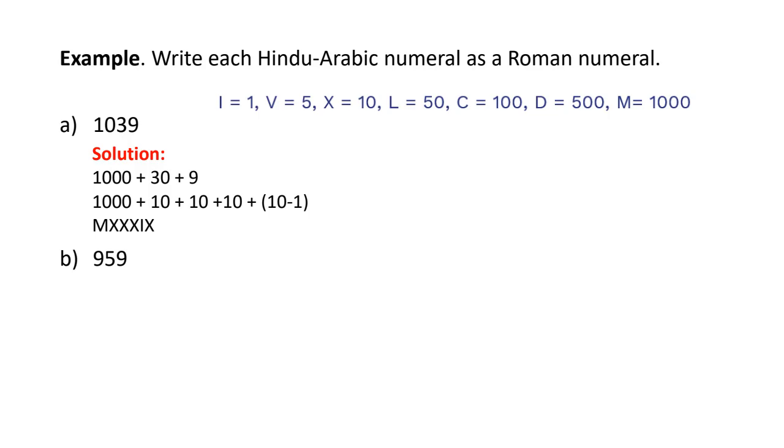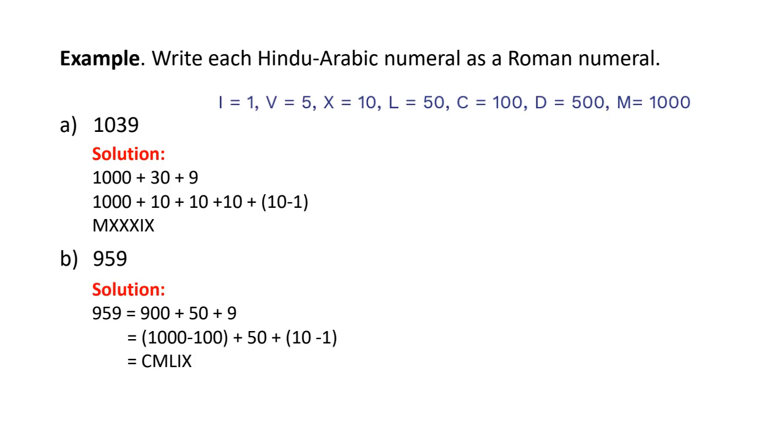For the next one, let's do the letter B. In this case, if you notice in my solution, a good idea is to expand it by putting zeros. So the 9 would be 900, the 5 would be 50, and the last 9 would be 9. And so now think of ways of writing 900.